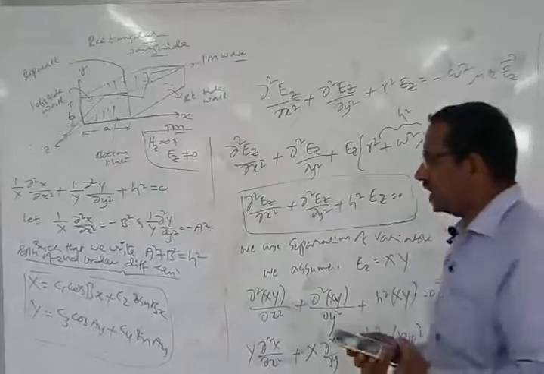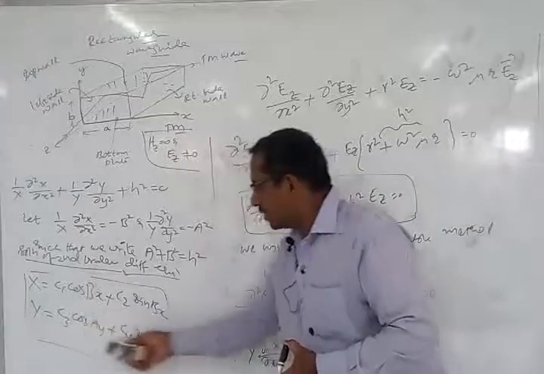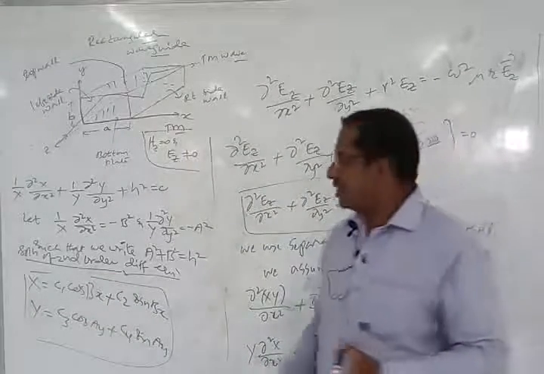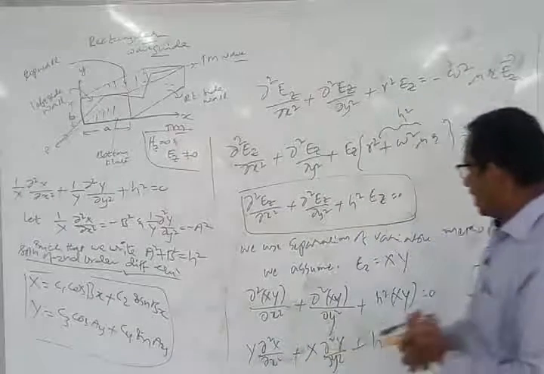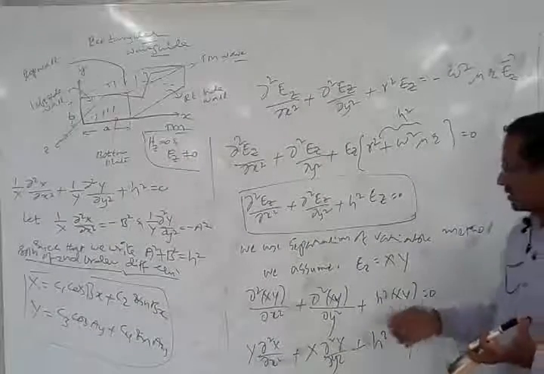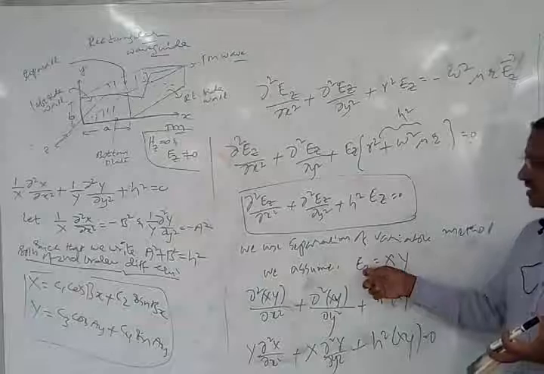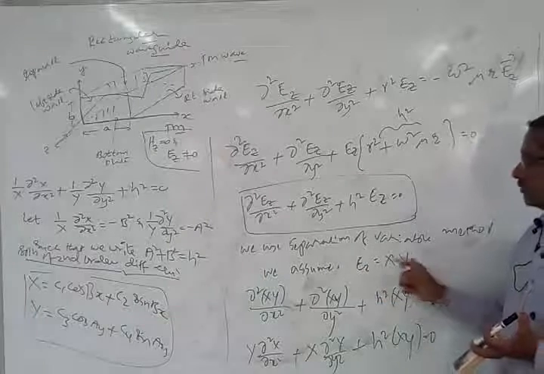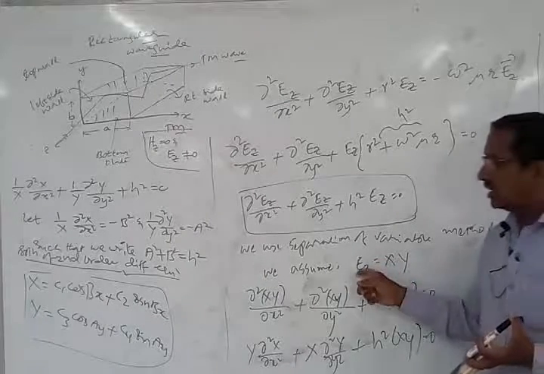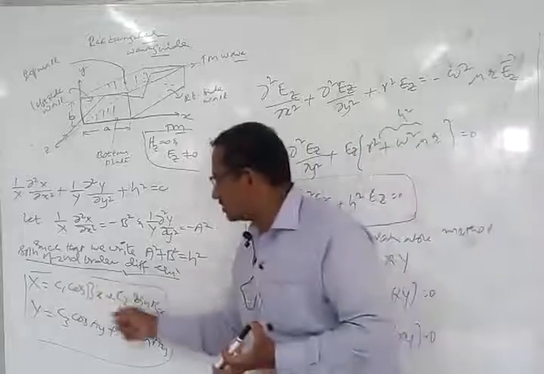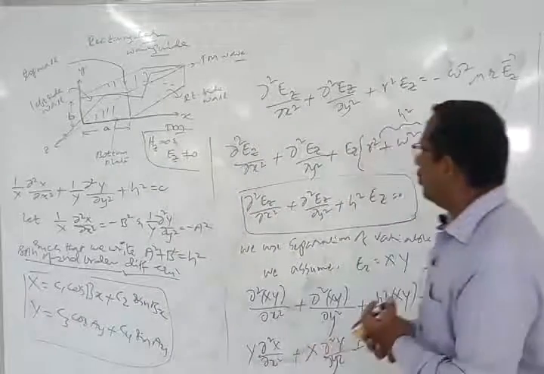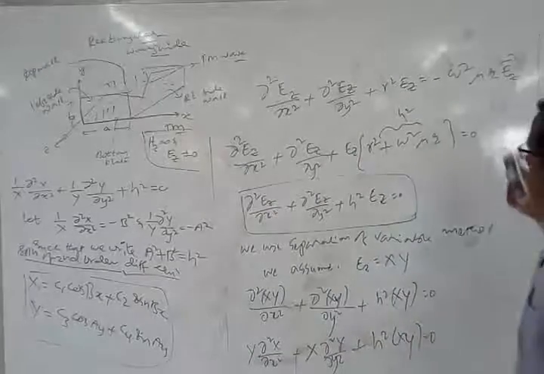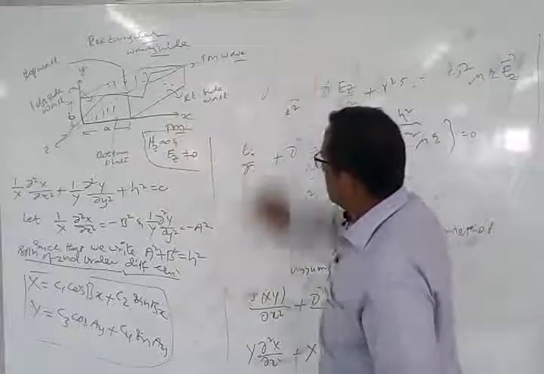In order to solve the equation, we have to find the values of these constants, because we have to find the expression for Ez. What is Ez? Ez is equal to X into Y. So to find the Ez equation, we should find the constants C1, C2, C3 and C4. Now how do we find these constant values?